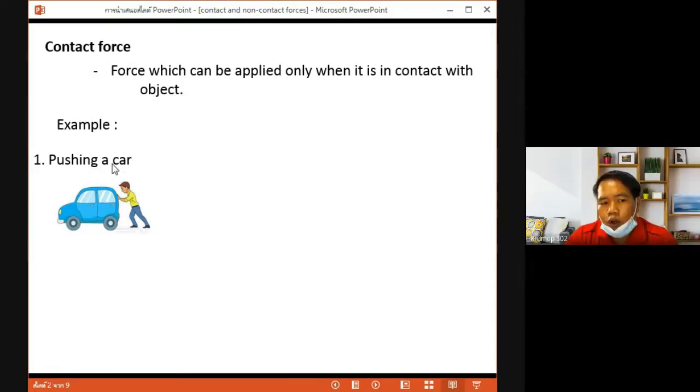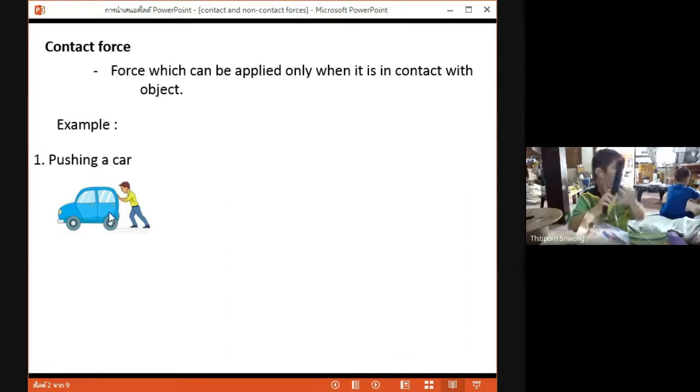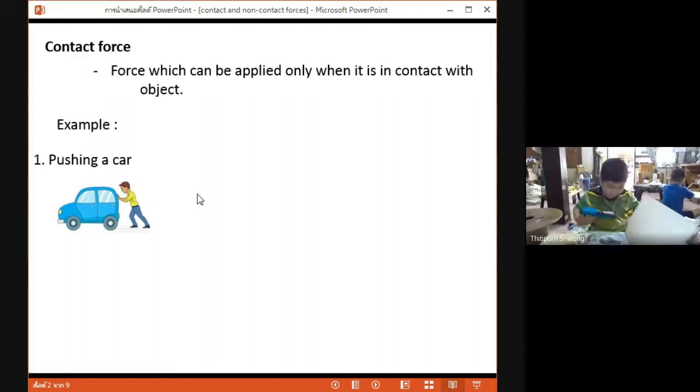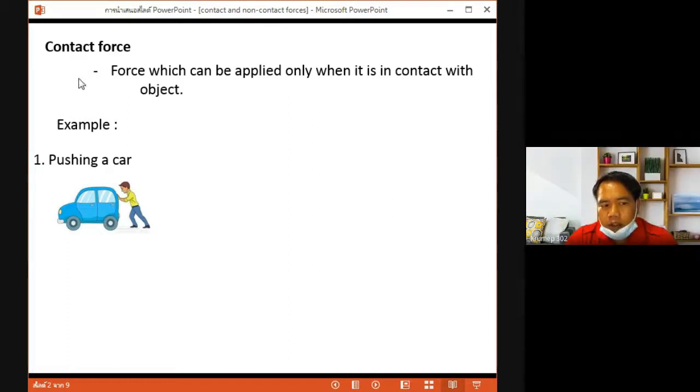So you must hold the car to push. That is contact force. Another term for contact is connect. The hand and the car connect.